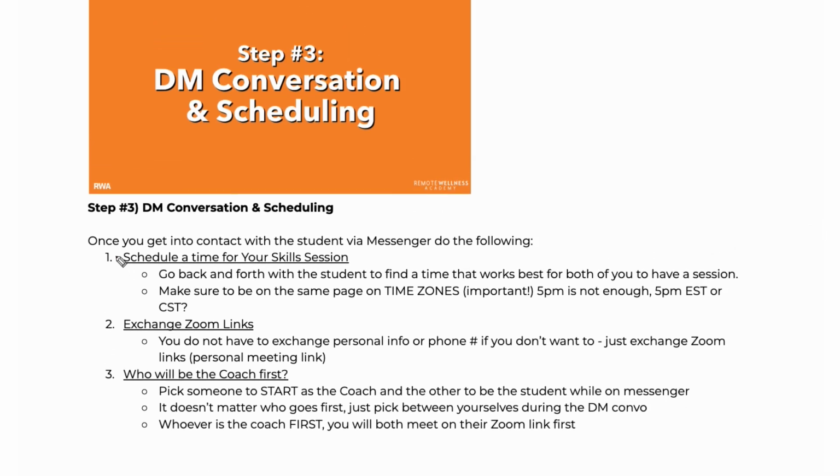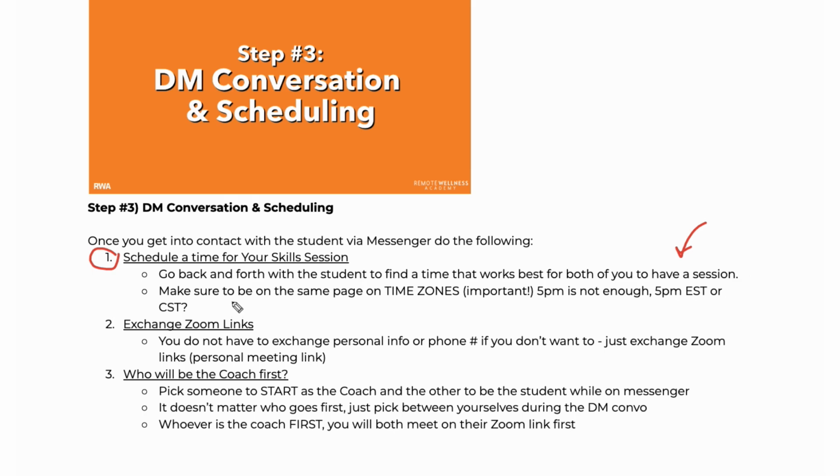Number 1, you're going to schedule a time for your skills session. So you're going to go back and forth with the student to find a time that works best for both of you to have a session. Normally, these sessions are going to last anywhere between 40 minutes to an hour maximum. So you want to budget for about an hour.